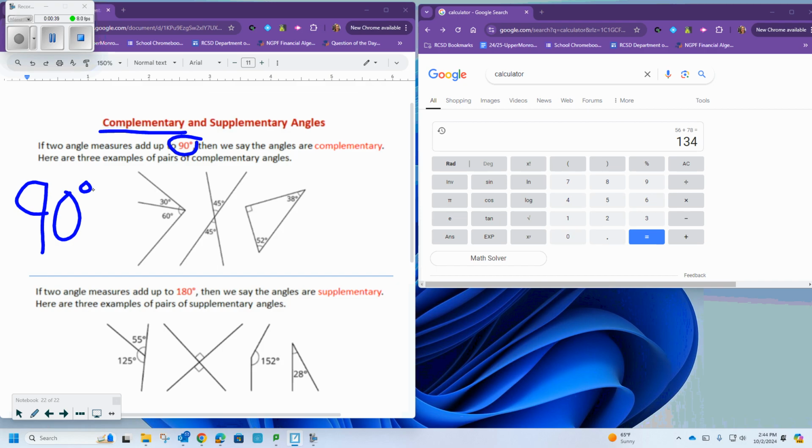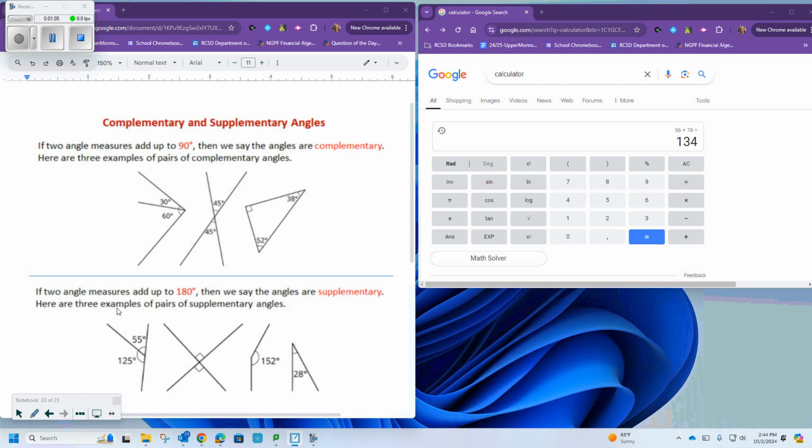As you notice, they don't have to necessarily be adjacent angles like this first one here, but 30 plus 60 makes 90. These two are across from each other, but 45 plus 45 makes 90. And these are two angles in a triangle, but if you add them together, you get 90. So any two angle measures that add up to 90, they are complementary.